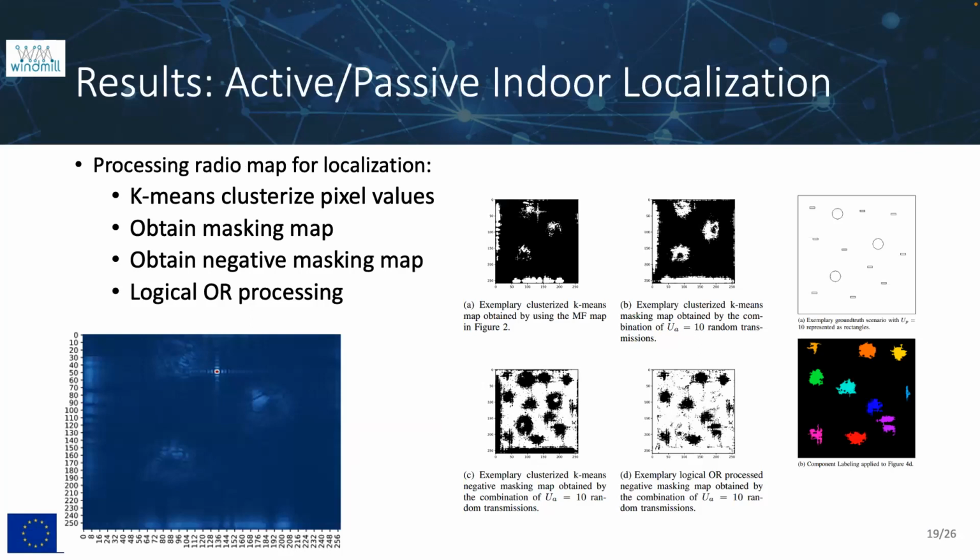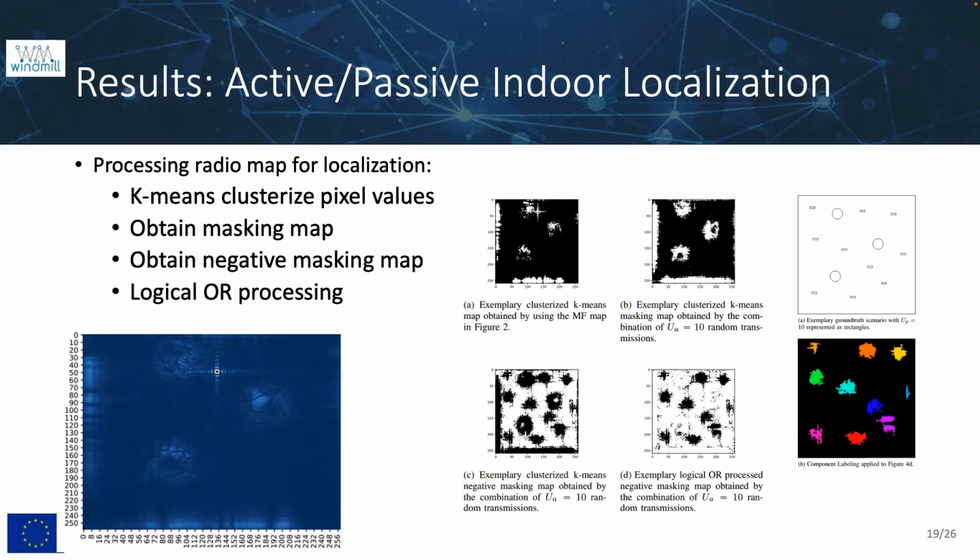Then the next one I want to go into is, I don't know if I'm taking too much time. But okay, so this is active and passive localization. So we have the radio map. This is the other method that we mentioned in the beginning. We do some kind of image processing on the radio map. So the first step is we do k-means clustering of the pixel values, because we can see that we have mainly 2 different ranges of values in the pixel domain in the image. So we obtain this clustered radio map.